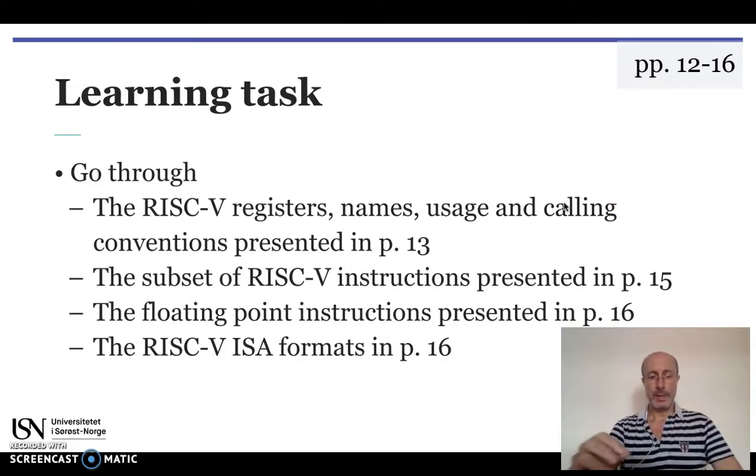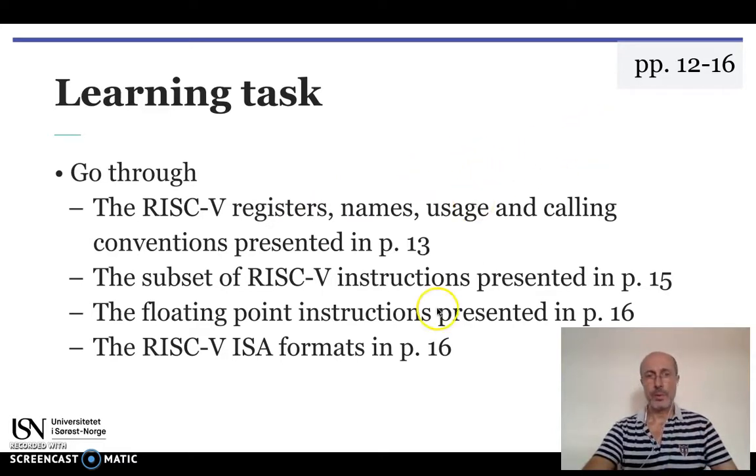What follows from here is a case study addressing the RISC-V, or Reduced Instruction Set Computer, instruction set that was developed at the University of Berkeley in California. And I'd like to recommend that you take the time to read through the registers, instructions, and instruction formats that are described in pages 12 to 16 of the book.